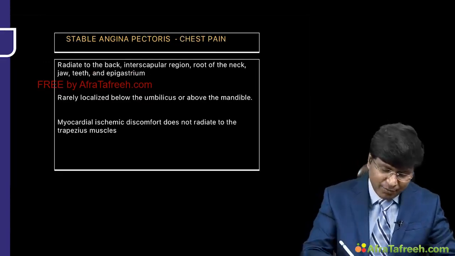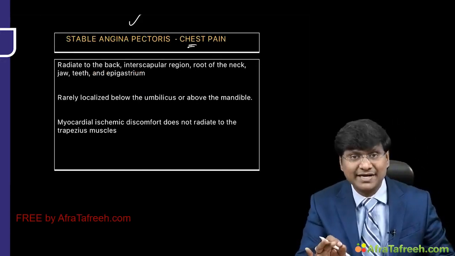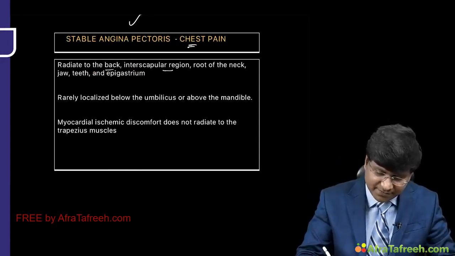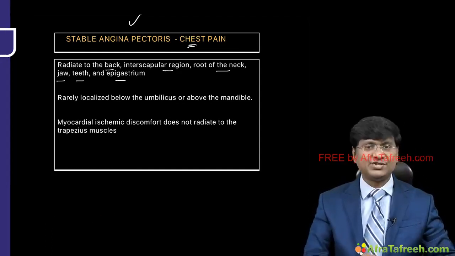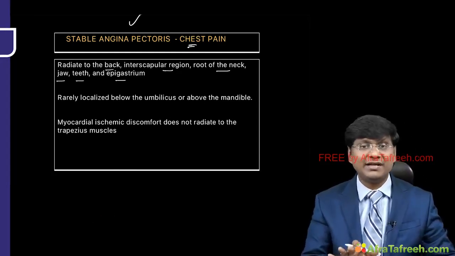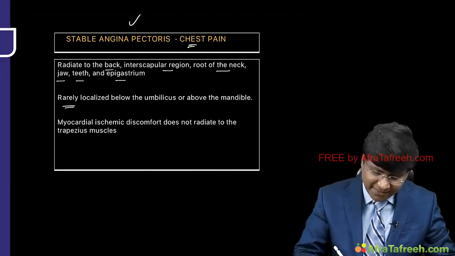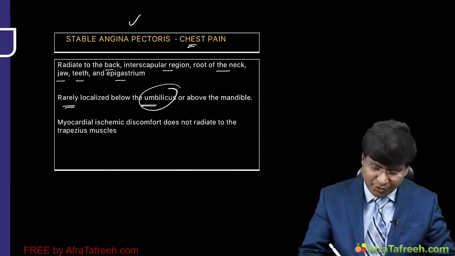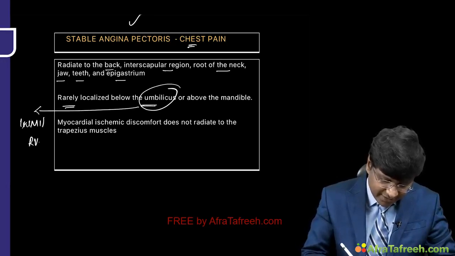And if you take few more points of the chest pain of stable angina pectoris, it is a radiating pain that can even radiate to the back, interscapular region, root of the neck, jaw, teeth, and as well as the epigastrium. These are all the various areas where the pain can get radiated. Then rarely the pain is localized below the umbilicus also. That usually happen in case of the inferior wall MI or the right ventricular MI.